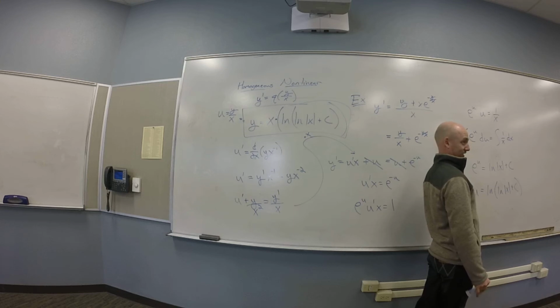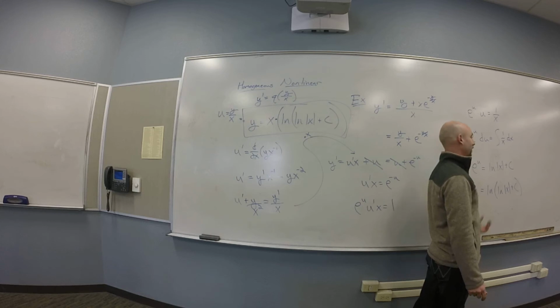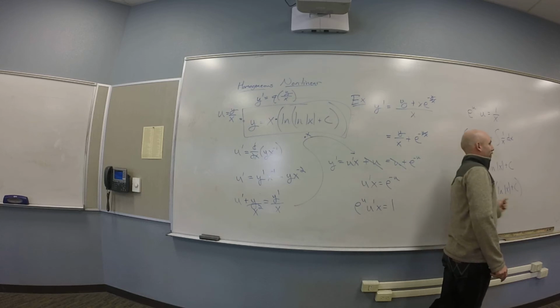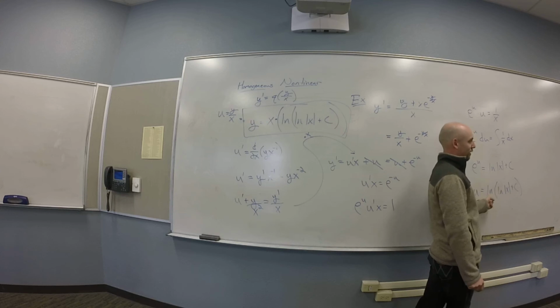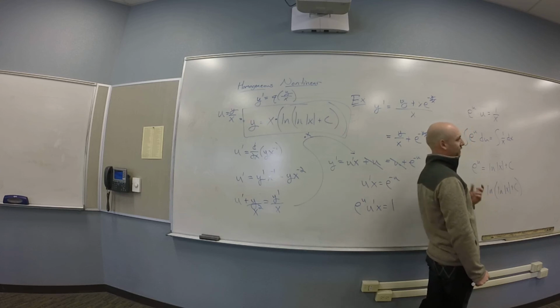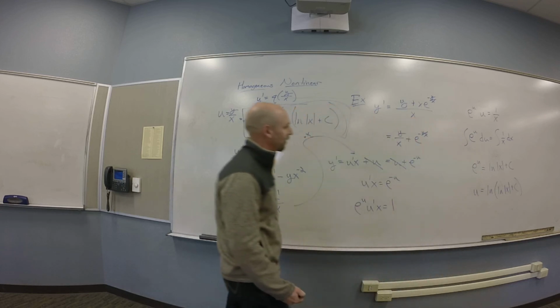Like, we don't know what e to the u is, but we know that it won't be negative. So would that mean that the ln of x plus c would be positive? Yeah, so this stuff's a positive value, but it has to be a positive value to fit in the natural log anyway. Right, so I still have that restriction kicking around.